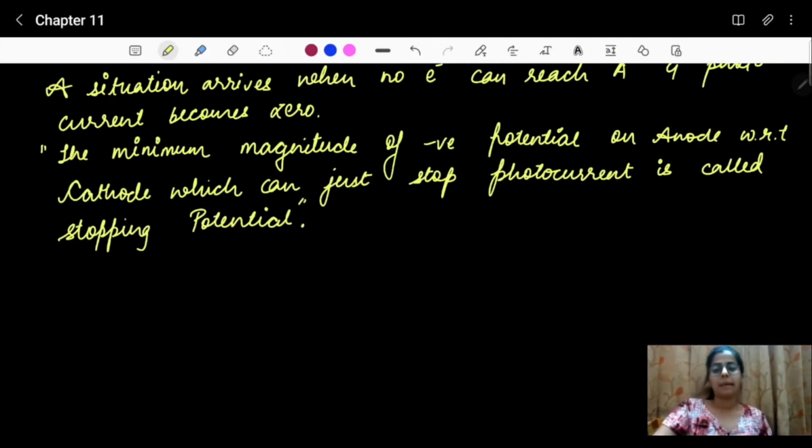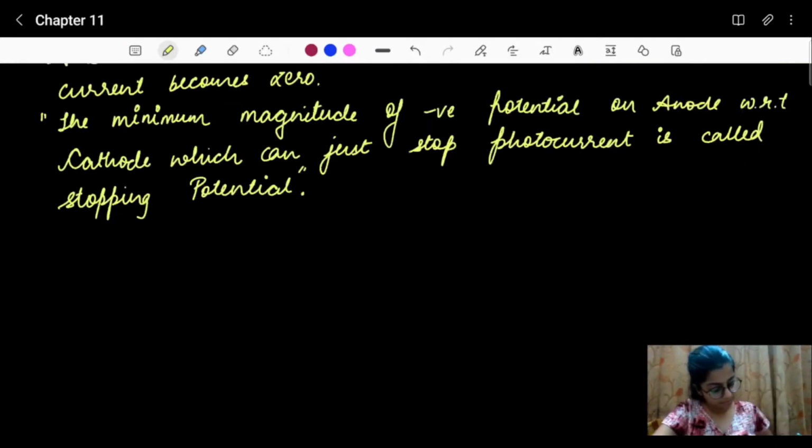So the minimum magnitude of negative potential. Beyond that, if you decrease further, then there will be more resistance experienced by the electron. But we want that limiting value, that minimum value of negative potential on anode with respect to cathode, which can just stop the photocurrent. That potential is called stopping potential. Okay, so let us make the graph so you can understand it.